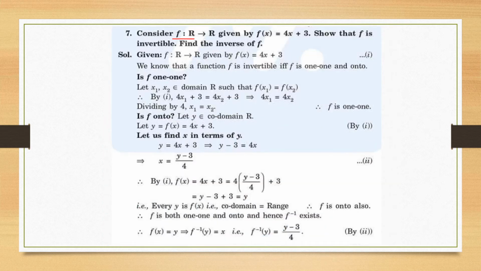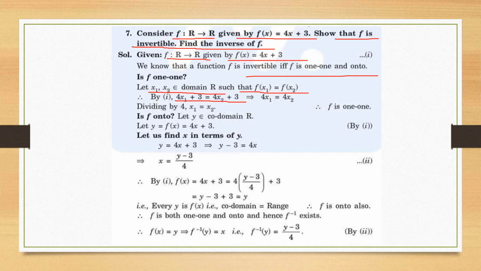Number 7: consider f mapping from R to R given by fx equal to 4x plus 3. Show that it is invertible. Invertible means I have to show the 1-1ness and ontoness, and then find the inverse. So f is mapping from R to R given by fx equal to 4x plus 3. It will be invertible if and only if it is 1-1 and onto. So take x1, x2 belonging to the domain R such that f of x1 equal to f of x2, that is 4x1 plus 3 equal to 4x2 plus 3. So it gives me x1 equal to x2. For ontoness, let y belong to the codomain R, such that y equal to fx equal to 4x plus 3.